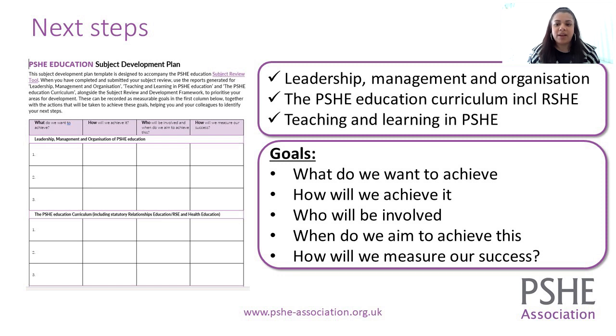So the plan covers three main areas, and these being leadership, management and the organisation of PSHE, the PSHE curriculum, including statutory RSHE, and the teaching and learning in PSHE. The exercise then consists of identifying those measurable goals I mentioned for the three key areas. You will need to think about not only what you want to achieve, but how it will be achieved, who will be involved, when you aim to achieve it, and how you will measure success. So by having a clear plan for what you want to work on as a school and as a leader, it will be easier when you next come to review your leadership and things that you've put in place.